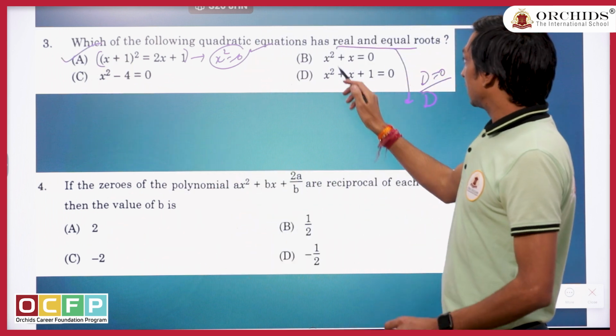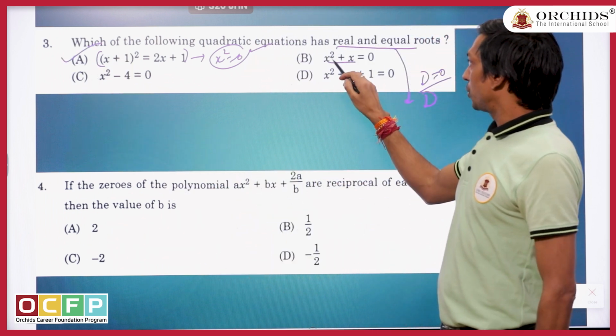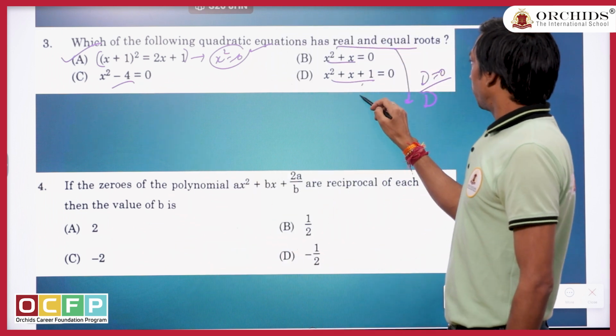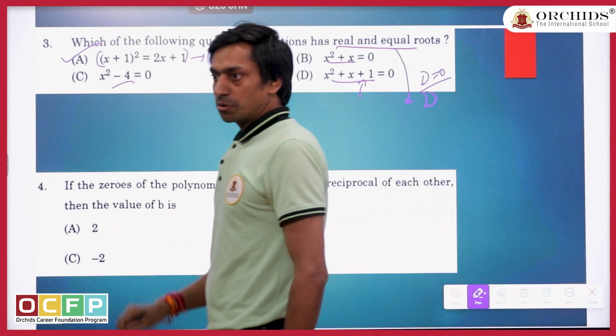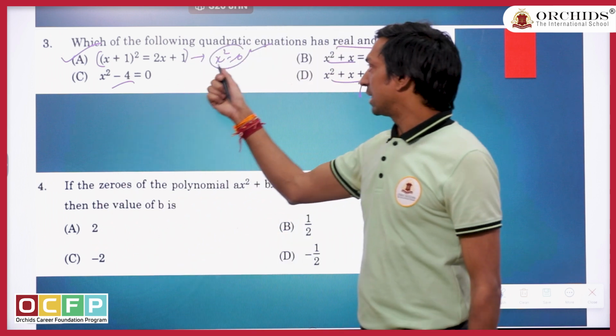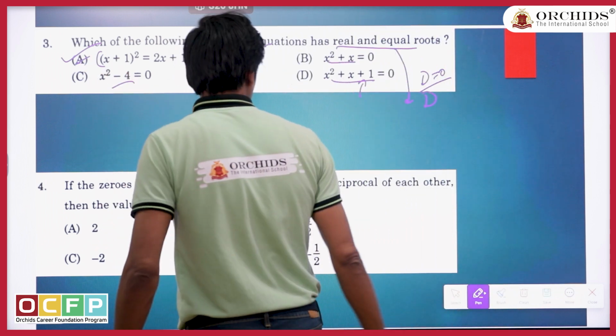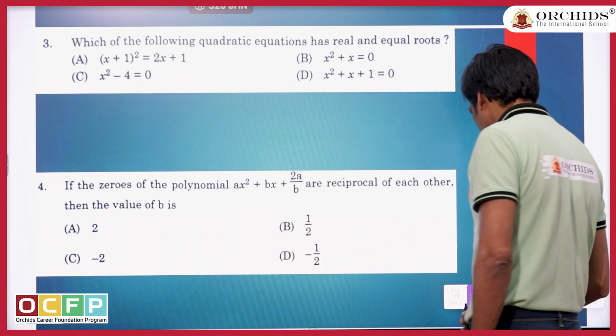0. But in the other cases, if you see here, the zeros are 0 and minus 1. In this case, 0 plus minus 2, unequal. In this case, you will get imaginary zeros. So the answer for this particular question is A. And if you expand this also, you will get x square equal to 0 by expanding. So you will get equal zeros only in this case, right? So in that way we can do.